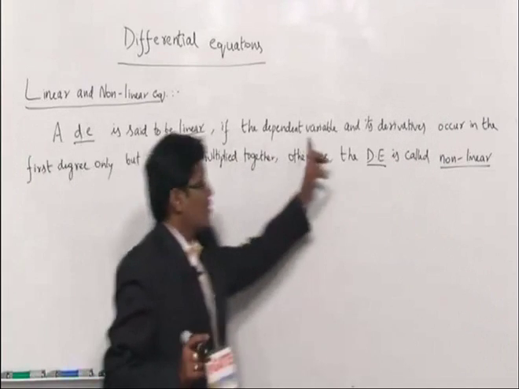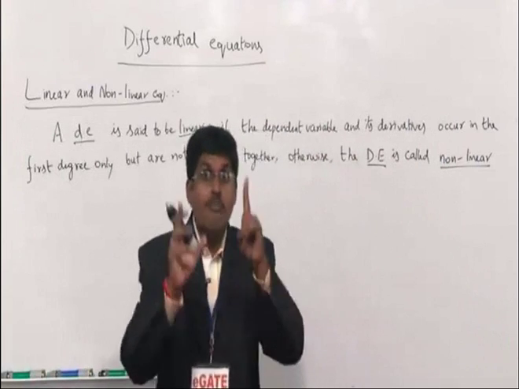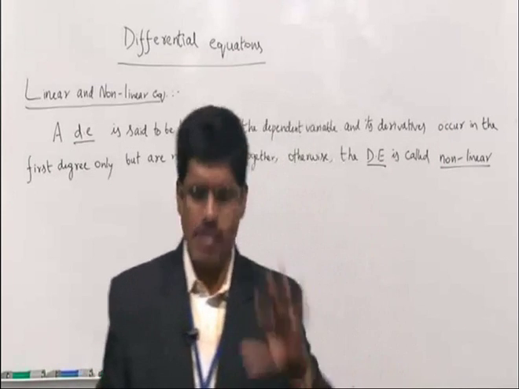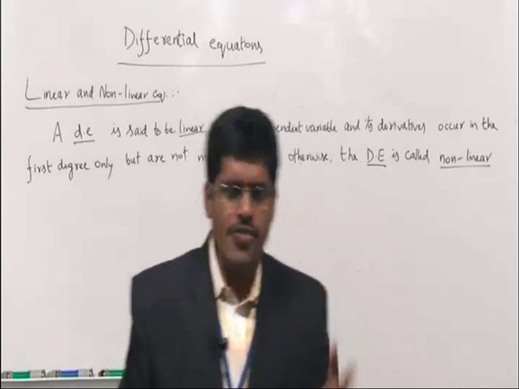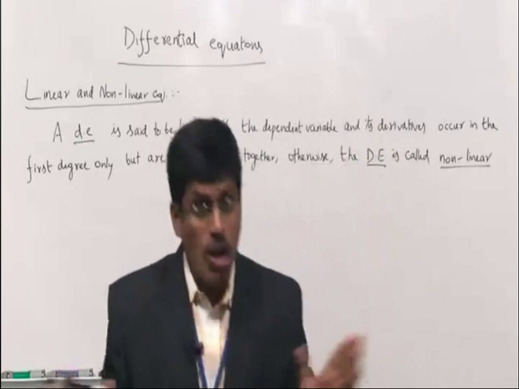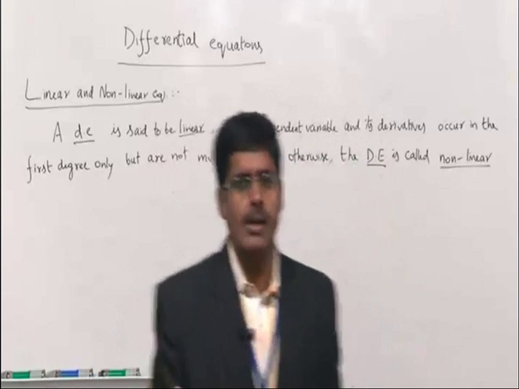Now, first you consider the dependent variable and all its derivatives. They should have power 1, occur in the first degree only. The dependent variable has power 1. Power means degree. Degree of a dependent variable and all its derivatives should be 1 only, and they are not multiplied together. What is the meaning of but are not multiplied together?